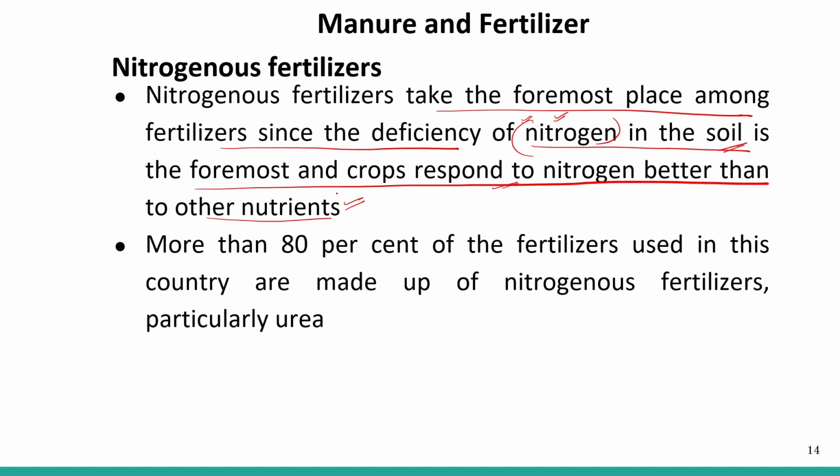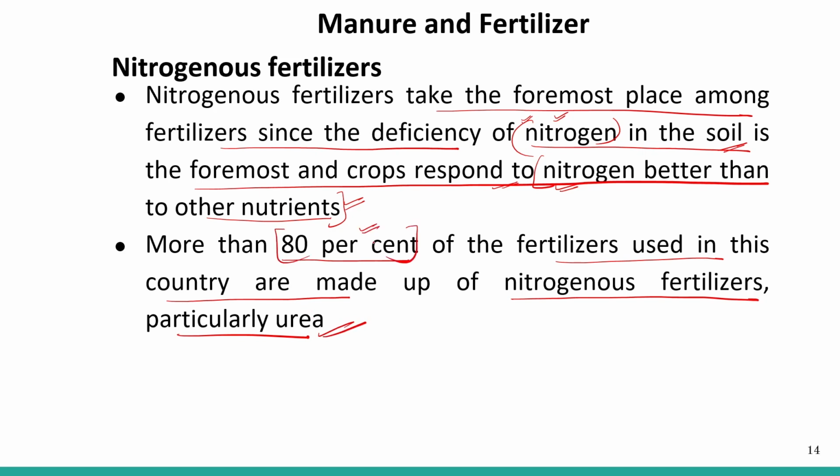This nutrient is required in a great quantity, and it is very important because nitrogen is required for the synthesis of proteins. More than 80% of the fertilizer used in the country is nitrogenous fertilizer, particularly urea. So 80% of the fertilizer that we are using for the crop, right? That is the nitrogenous fertilizer in the form of urea.